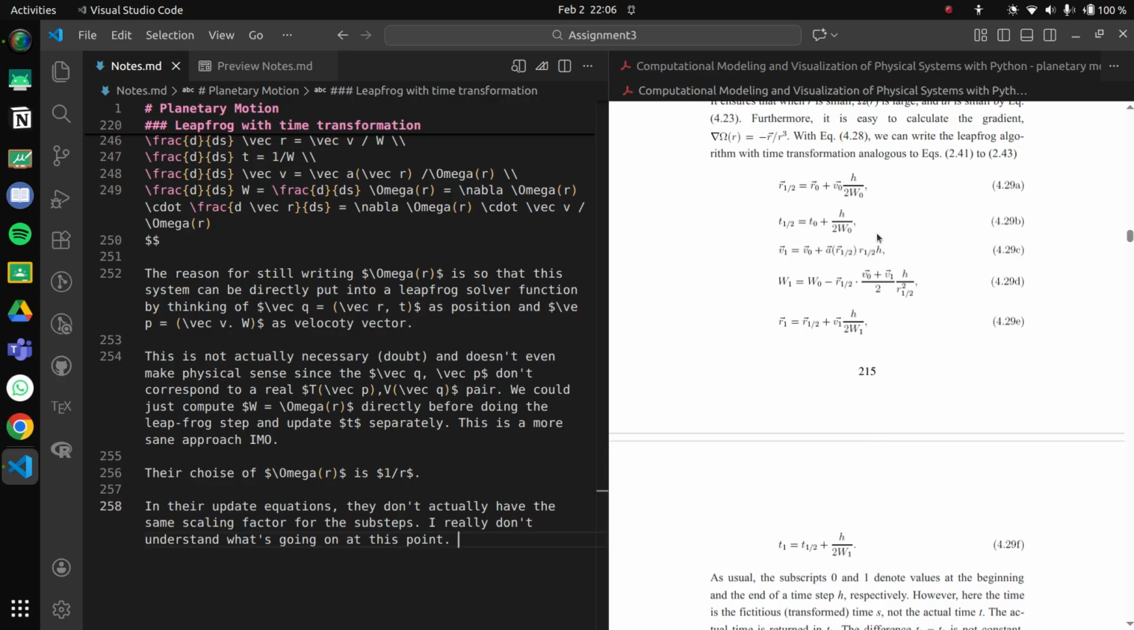Yeah, so over here it's like h by 2w0, and then here it's 2w1, so these are different time steps that they did. Interesting. Why that? Because the r value is changing.